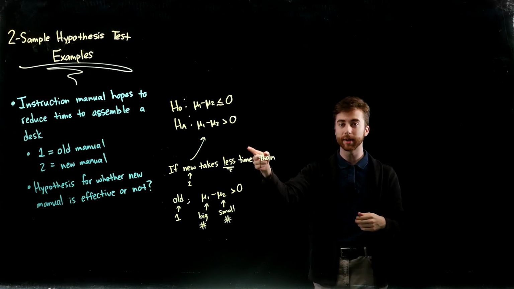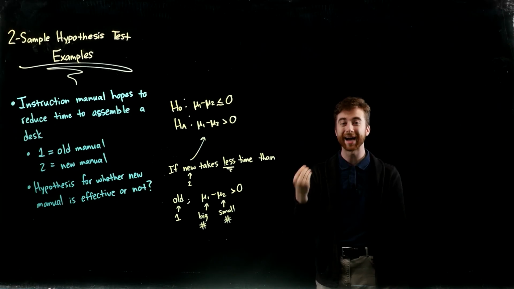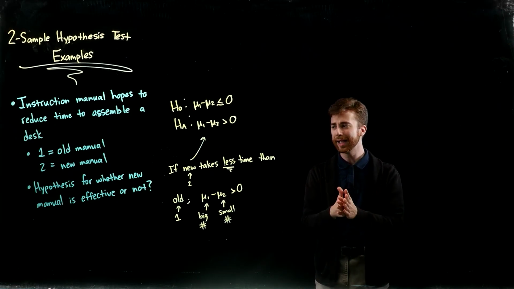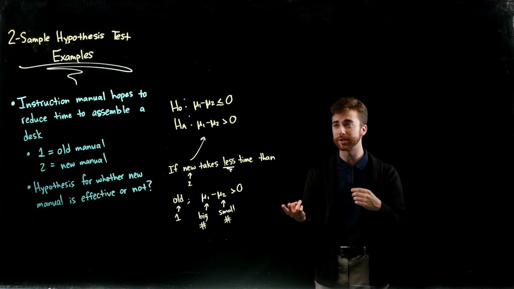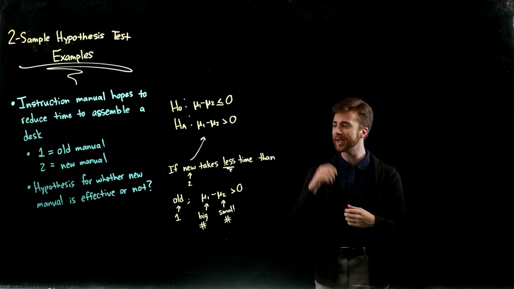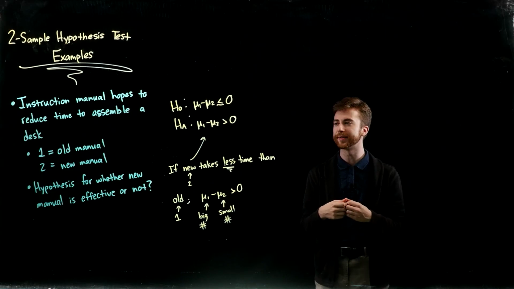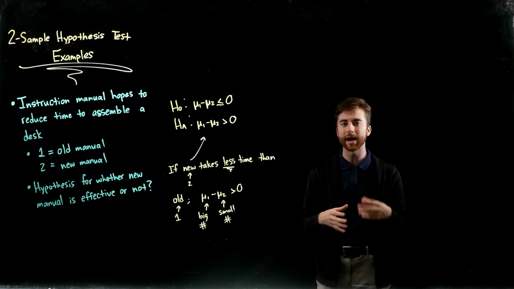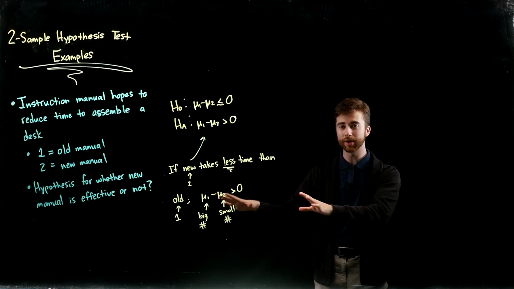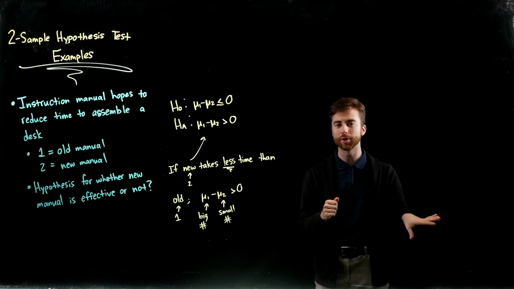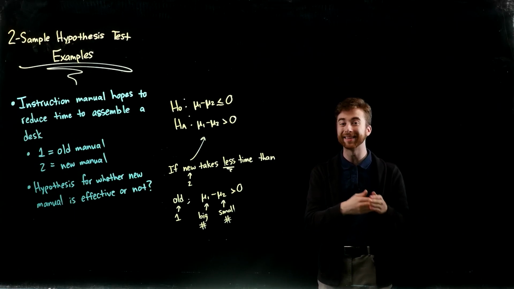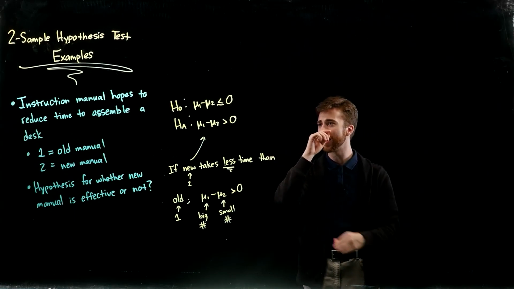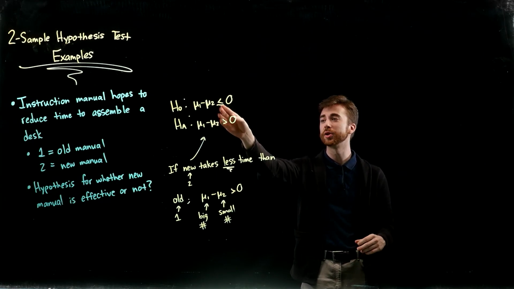It's going to be a mean-based problem because we're talking about the average amount of time it takes to assemble this desk, so it's not proportion-based or anything like that. And when we're talking about one-tailed versus two-tailed, this is a one-tailed test. I'm wondering if the new manual is effective. That would mean that the new manual takes less time to assemble the desk than the old manual did. So we're concerned with one direction only, it taking less time, and thus it's a one-tailed test.